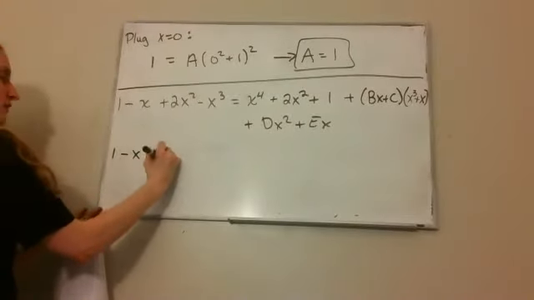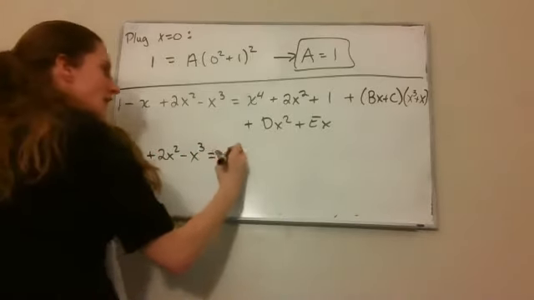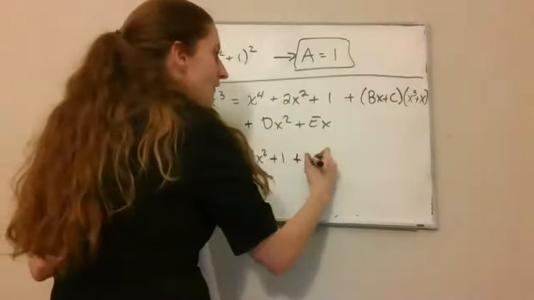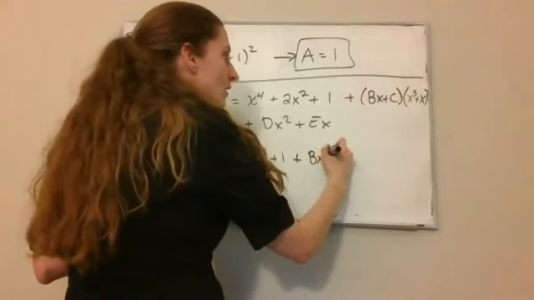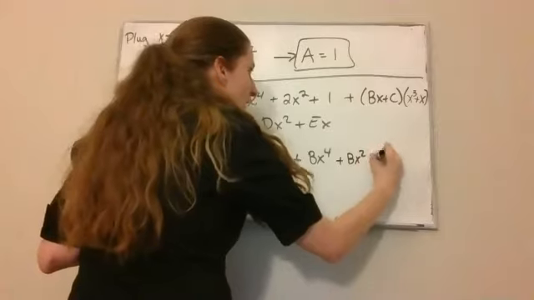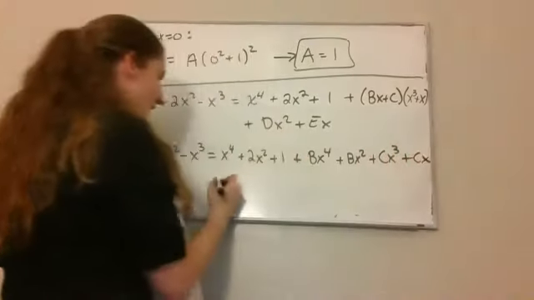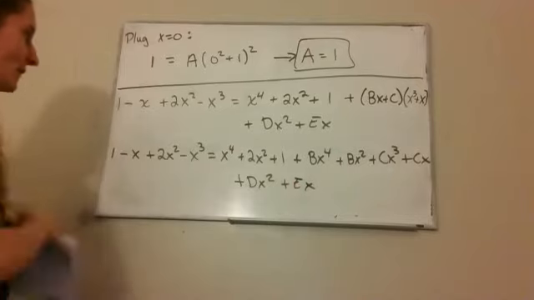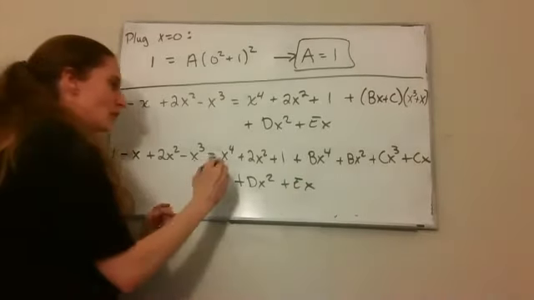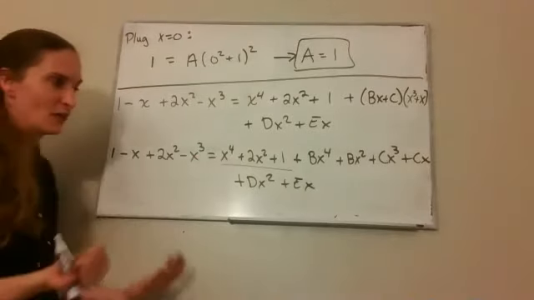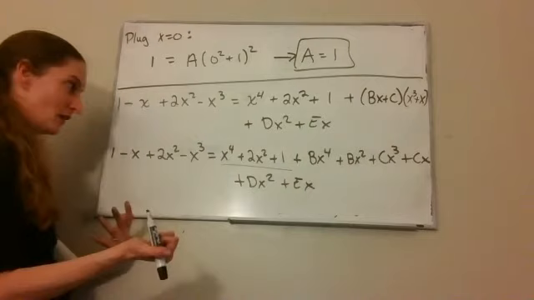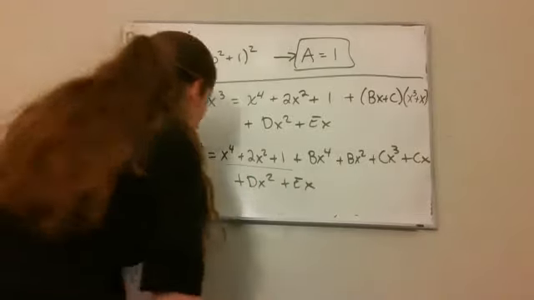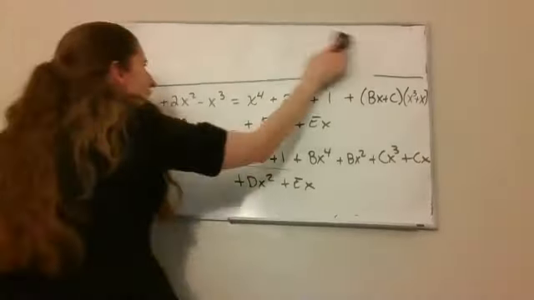1 minus x plus 2x squared minus x to the third equals x to the 4th plus 2x squared plus 1 plus bx to the 4th plus bx squared plus cx to the third plus cx plus dx squared plus ex. Lots of fun, right? So from here, let's go ahead and move these first 3 guys to the other side because they don't have any b's, c's, d's, or e's to solve for. Well, actually, I'll move the x to the 4th as well. Let's move all of that to the other side. It'd be much easier to look at.